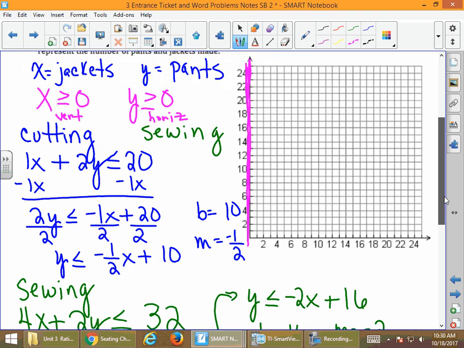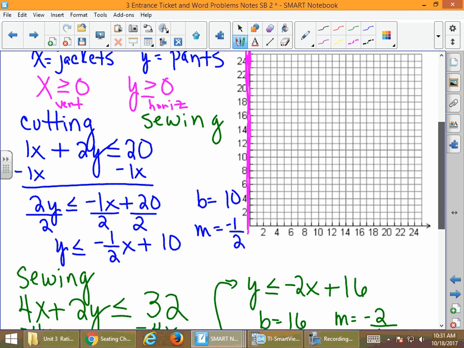There's x is greater than or equal to 0. Well, it's x equals 0. And then we've got our horizontal here, which you might have to go over a couple times. And it makes sense, because we cannot make negative pairs of pants or negative jackets. So we need to be working in the first quadrant. But we've got 2 more to graph. And the next one's going to be the blue. And we already have determined that b equals 10. And our slope is negative 1/2.